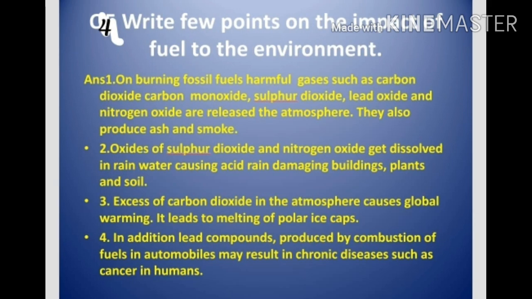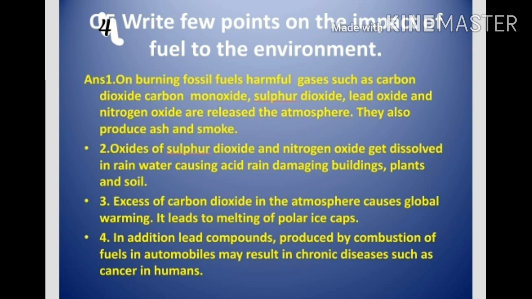Now the next question is: write a few points on the impact of a fuel on the environment. Children, in this question we have to tell how fuel affects the environment. Now come to the answer. On burning fossil fuel, harmful gases such as carbon dioxide, carbon monoxide, sulfur dioxide, lead oxide and nitrogen oxide are released into the atmosphere. The burning of fossil fuel also produces ash and smoke. So these all are air pollutants.